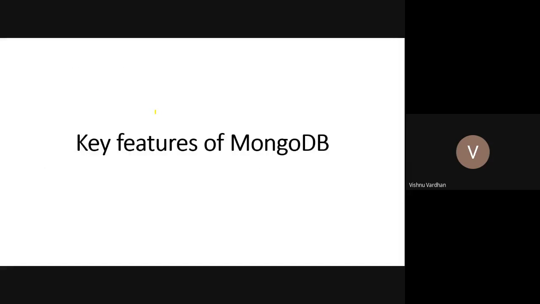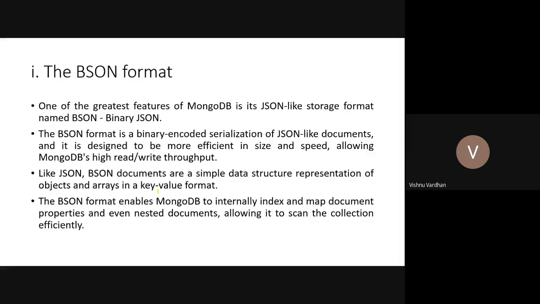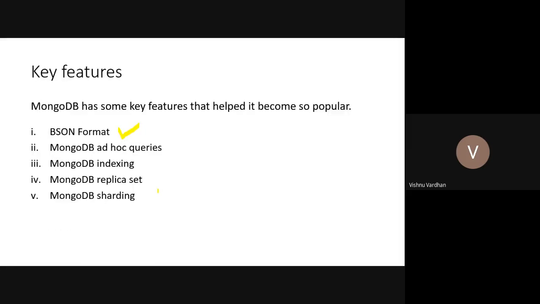Then we will come to know the key features of MongoDB. The key features involve some different concepts when you compare with SQL-style implementation. First one is BSON format. BSON is nothing but the binary JSON format that we are having. Then MongoDB ad hoc queries, MongoDB indexing, MongoDB replica set, and MongoDB sharding. We will see all of these one by one.